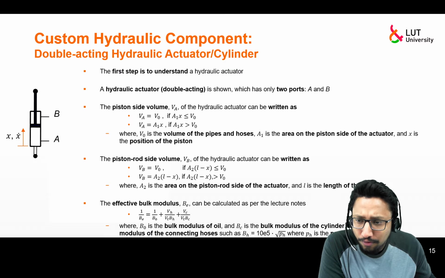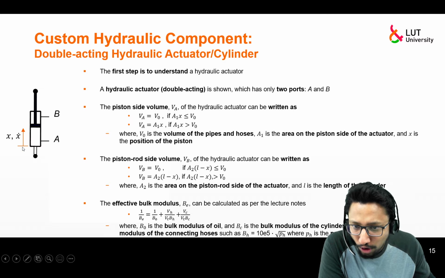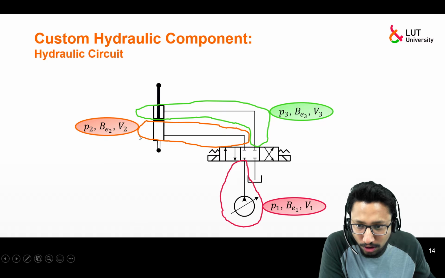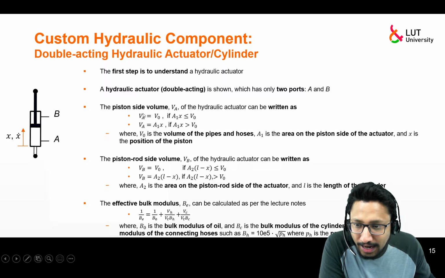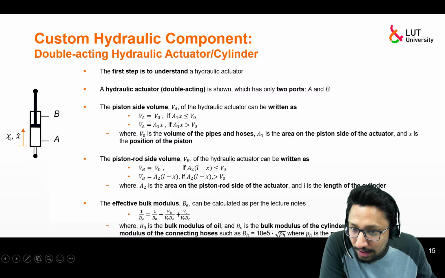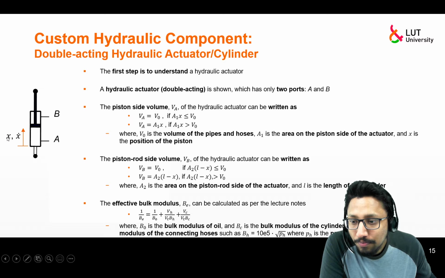So for the piston side volume, basically the volume in this side of the section, this is section 2, with P2, BE2 and V2. Remember, x is the piston position and x dot is the piston velocity, and the length of the cylinder is L. So what is the volume on this end? The volume will be the area of this part of the cylinder times x, plus the volume in the connecting hoses, V0.